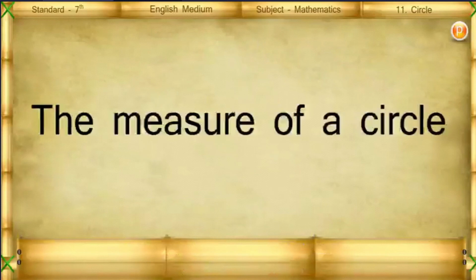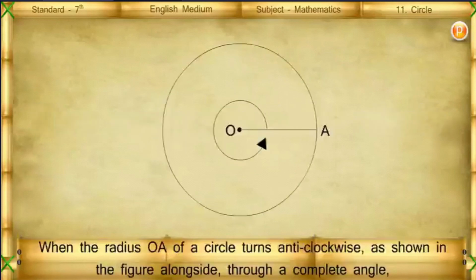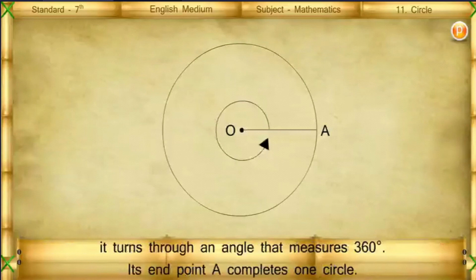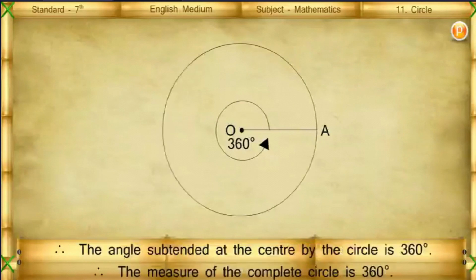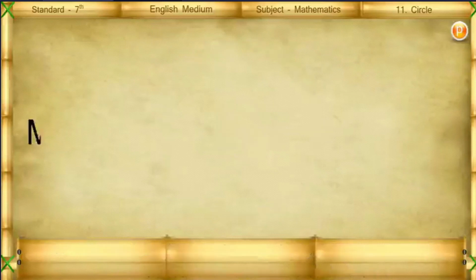The measure of a circle. When the radius OA of a circle turns anti-clockwise, as shown in the figure alongside, through a complete angle, it turns through an angle that measures 360 degrees. Its endpoint A completes one circle. Therefore, the angle subtended at the center by the circle is 360 degrees. Therefore, the measure of the complete circle is 360 degrees.